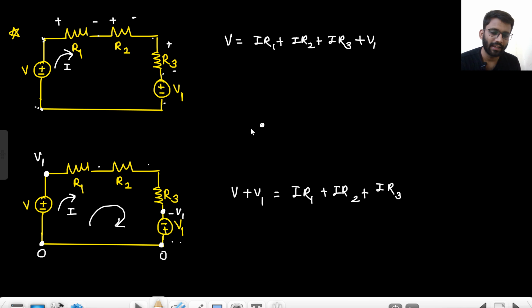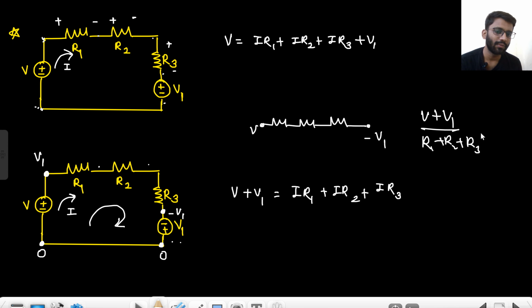So between here is V, here we have minus V1. So between V and minus V1, there are three resistances, R1, R2 and R3. So what is the current flowing through? That will be V plus V1, because V minus of minus V1 upon R1 plus R2 plus R3 equals I. So from here also you can write V plus V1 equals IR1 plus IR2 plus IR3.